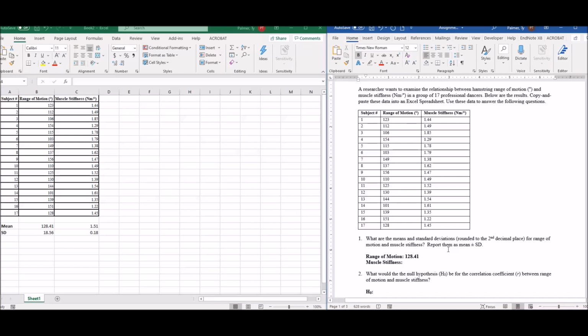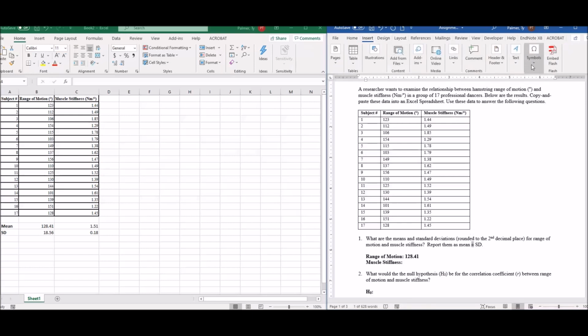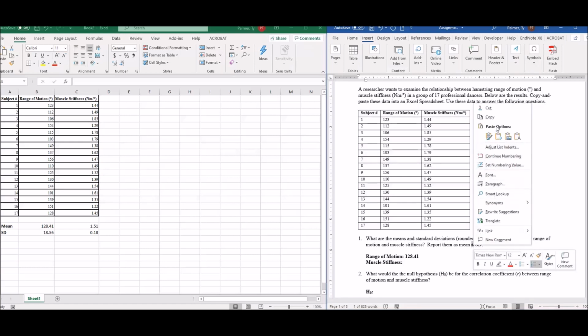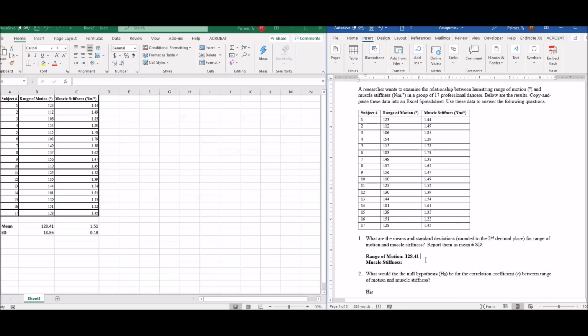Notice in the instructions it says we want to report the mean and standard deviation as mean plus or minus standard deviation. So let's do that. In order to get this plus or minus symbol, you can find it up here if you go to Insert and go to Symbol, or you can simply, what I'm doing here, I'll show you, highlight this, right click, copy, and then you can paste it right here. That's the easy way. Okay, plus or minus, and then you can write in the standard deviation.